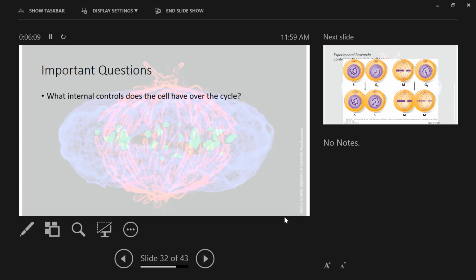So that's G1S. G2M, and what does the cell check for there? Was the DNA copied correctly? And are you ready to separate it into two nuclei? Right? Because you want those two nuclei to be genetically identical. Why do you want those two nuclei to be genetically identical? What are you trying to accomplish through mitosis?